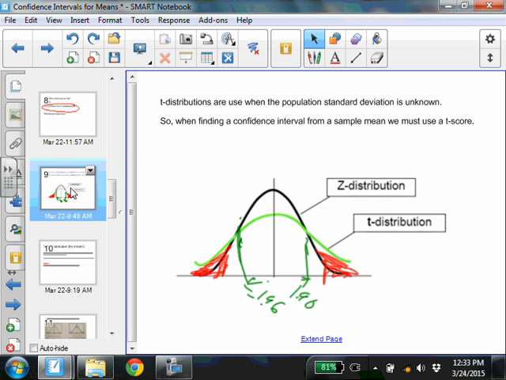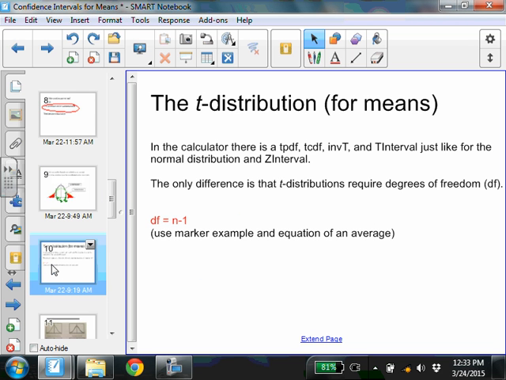Okay? So a t-distribution is for means. And in the calculator, just like there is a normal CDF, a normal PDF, an inverse normal, and a Z interval, there's also everything for a T. So there's a T PDF, a T CDF, an inverse T, and a T interval, just like the ones for normal. We'll have all of the same operations in the calculator, and it'll be under distributions because the T is a type of distribution.